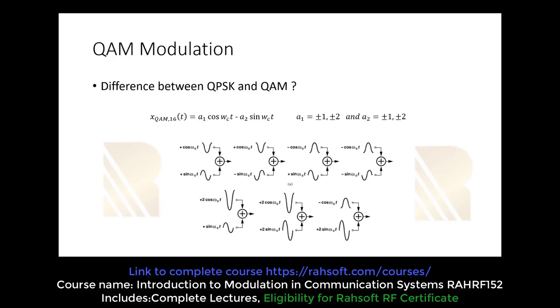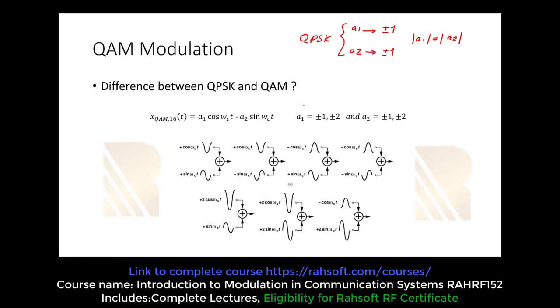For QPSK, we said that the output is A1 cosine omega_c t minus A2 sine omega_c t. Let's review this. For QPSK, we have A1 and A2, or A and B, there are different definitions, it doesn't matter. I'm going to show it as A1 and A2, or you can also call it I and Q. A1 was plus or minus 1, and A2 was plus or minus 1. So the absolute value of A1 was equal to A2, and that's why we said the amplitude is not changing in QPSK. We are only changing the phase.